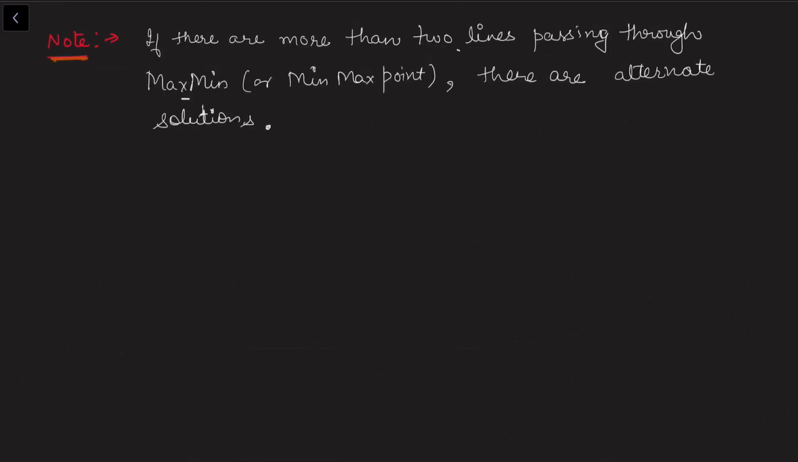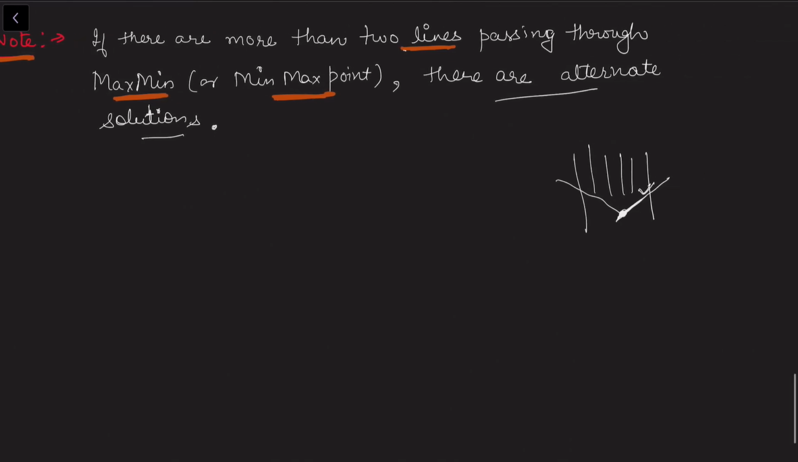And we must take note of this point: if there are more than 2 lines passing through the maximum, that means the lower envelope or the upper envelope. For example, this is the upper envelope and here we do not get a single intersecting point, which is very clear. There are 2 intersecting points bounded by 2 lines. So in that case, there are alternate solutions. We can choose any of the strategies. If this line is further overlapped by one more strategy, then of course alternate solutions exist for that particular game.